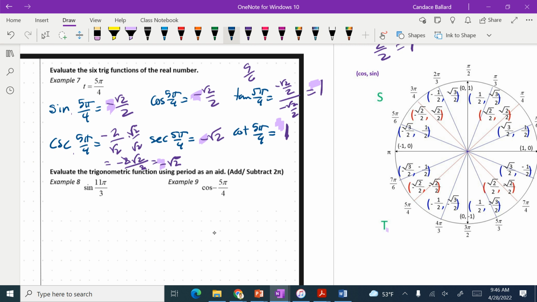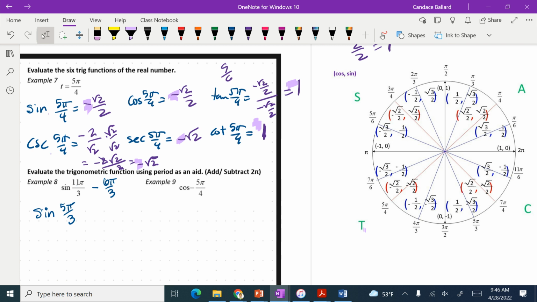It gives us a hint. We have to add and subtract 2 pi. Am I going to add or subtract 2 pi? Subtract. What's it going to look like in over 3 world? 6 pi over 3. So this is the same as finding the sine of what? What's 11 minus 6? 5 pi over 3. Good. Sine of 5 pi over 3. What quadrant is 5 pi over 3 on in our unit circle? Quadrant 4. And is sine the x coordinate or the y coordinate? The y. So I'm going to write down negative square root of 3 over 2.